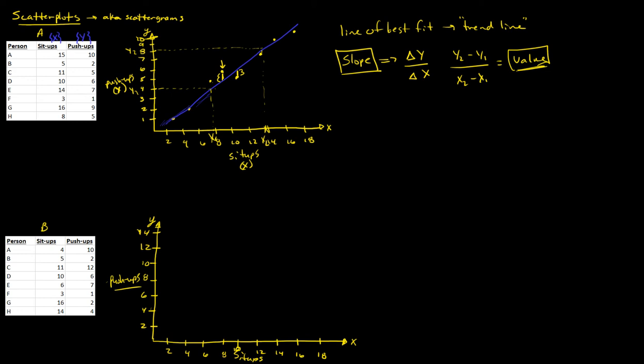Alright, so let's just plot this set real quick. So person A, they did 4 sit-ups and 10 push-ups. So 4 and 10, approximately right there. So person B, 5 and 2. Person C, 11 and 12. Okay, 11 and 12, approximately right there.